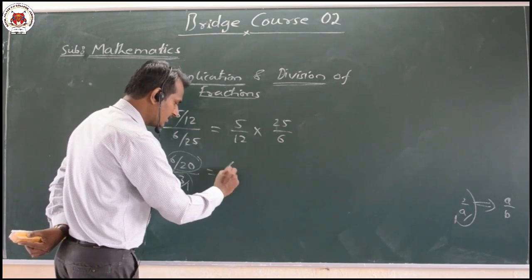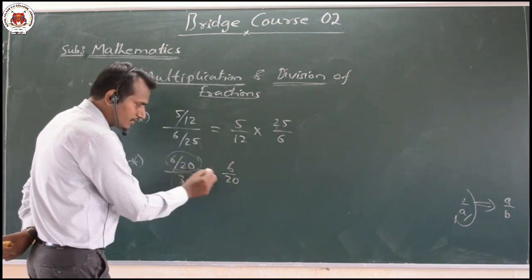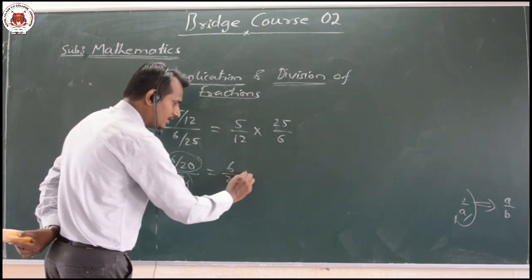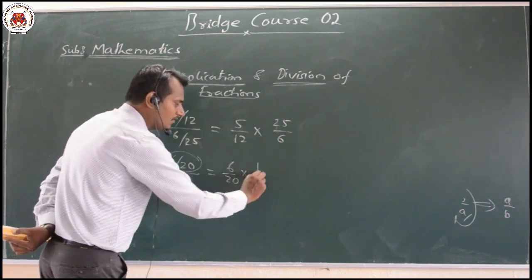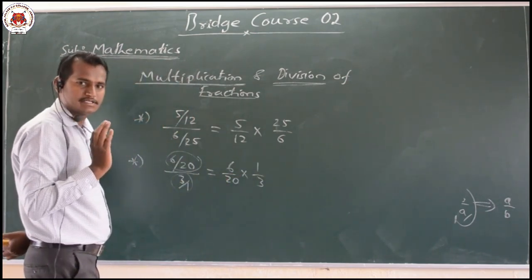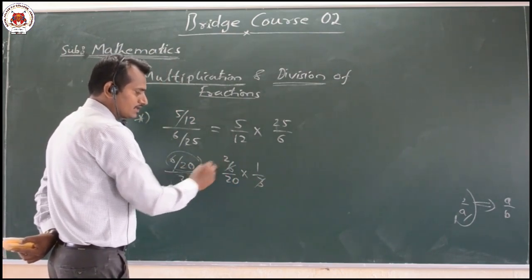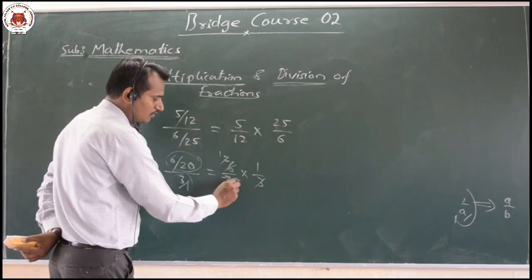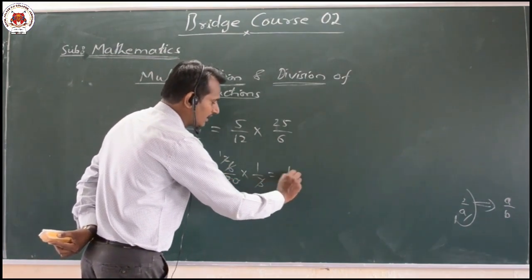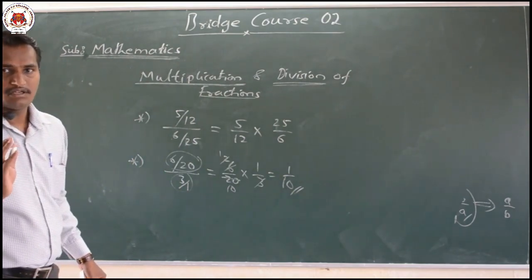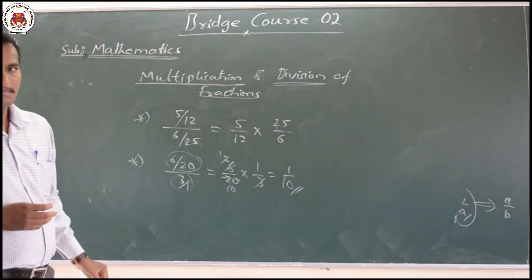So what happens here? 6 by 20, I will write down as it is, the numerator part, into 1 divided by 3. Very, very simple thing. Now we can just multiply it: 3 1s are 3, 3 2s are 6, and here 2 1s are 2, 2 10s are 20. The value will be 1 divided by 10. A very simple example related to this.